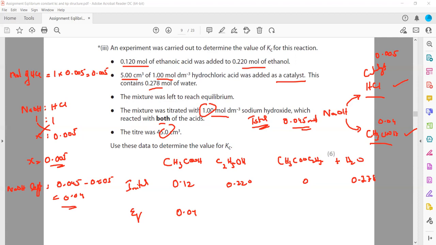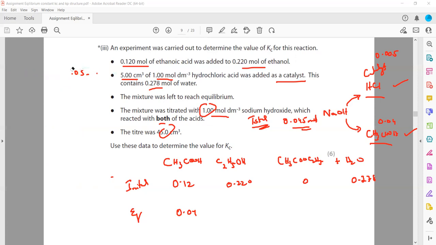So if we have, like this was the moles for hydrochloric acid and sodium hydroxide. Now we are finding the moles of ethanol. So how to work out the moles of ethanol? Originally, this was ethanoic acid and finally at equilibrium 0.04. So how many moles reacted? Means 0.08 reacted. So the ratio between ethanoic acid and ethanol is also 1:1.